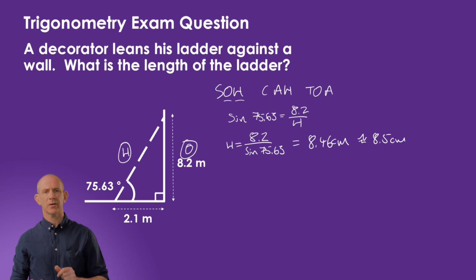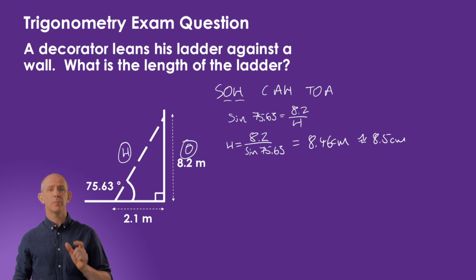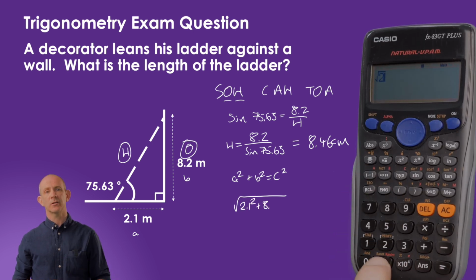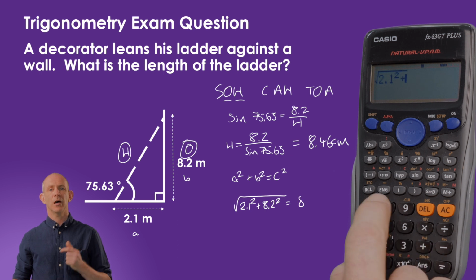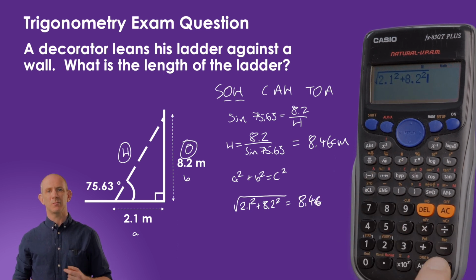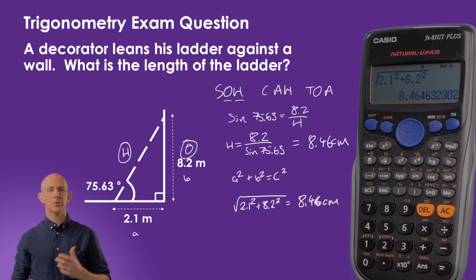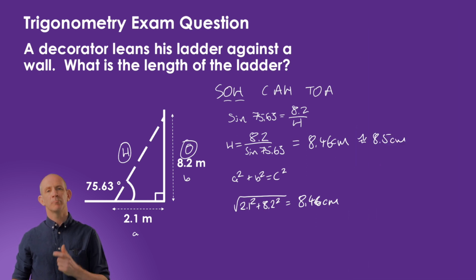Now, if you've watched the Pythagoras video or used Pythagoras before, you may have noticed that we can also use Pythagoras to solve this question. We have two known sides in this right angle triangle and can easily calculate the third by finding the square root of a squared plus b squared, or the square root of 2.1 squared plus 8.2 squared. If we put this into the calculator, we can find that the length is the same, and we still get 8.46 to the same degree of accuracy. You can decide which method you want to use in these questions, but it also works as a good double check should you choose to.